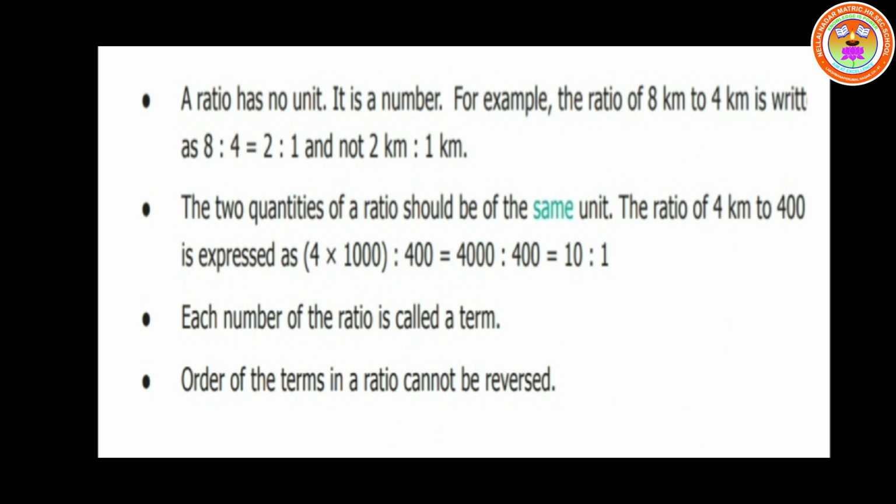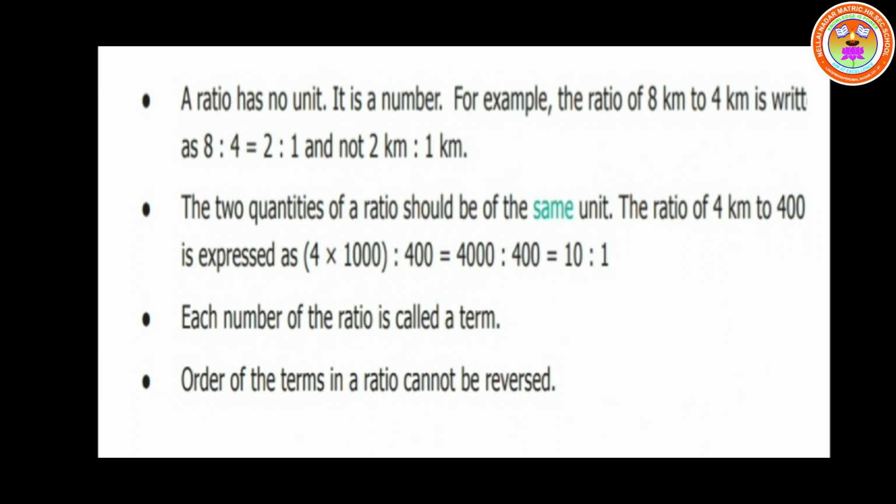Okay, children. In simplest form, see children, the 8 and 4 both can be divided by 2 table. So if you divide 8 in 2 table, how many times? Either in 2 table you can divide, or in 4 table directly you can divide. 4 2s are 8. 4 1s are 4. So the answer is 2:1, and not 2 kilometer is to 1 kilometer.